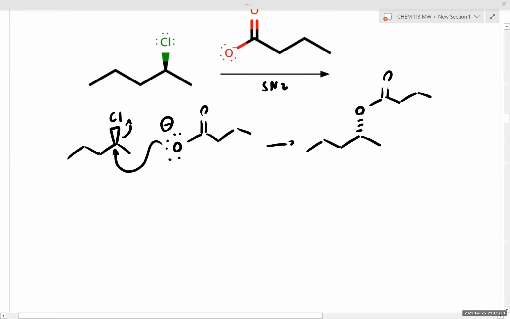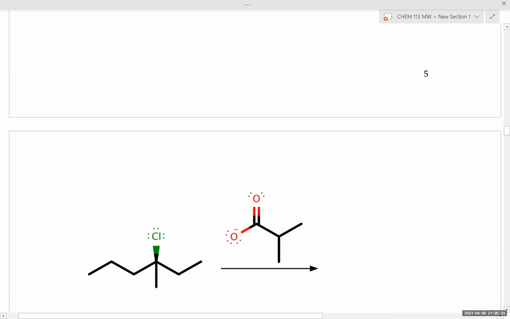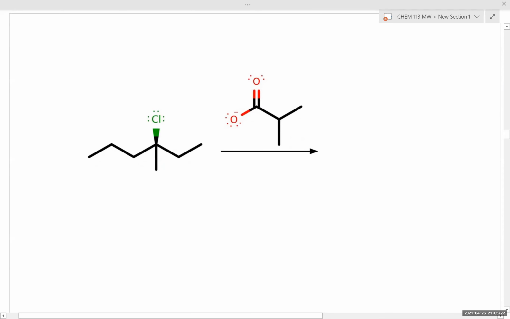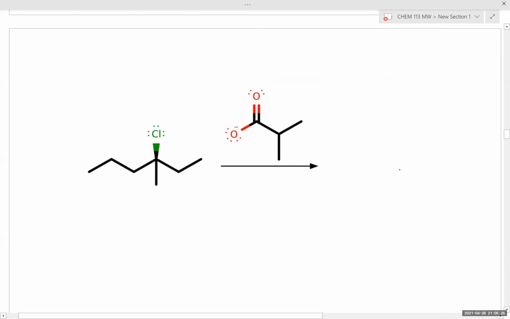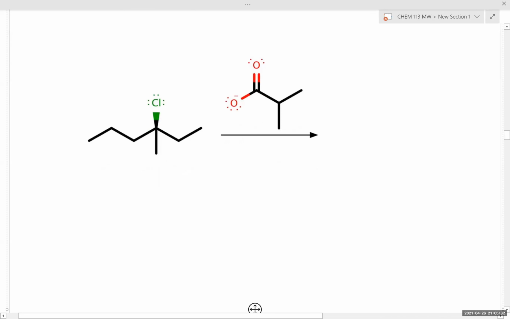Okay, let's look at the next problem. In this case, we have a tertiary alkyl halide. Do tertiary alkyl halides give substitution generally? Do tertiary alkyl halides give substitution products? No, we'll primarily see elimination.